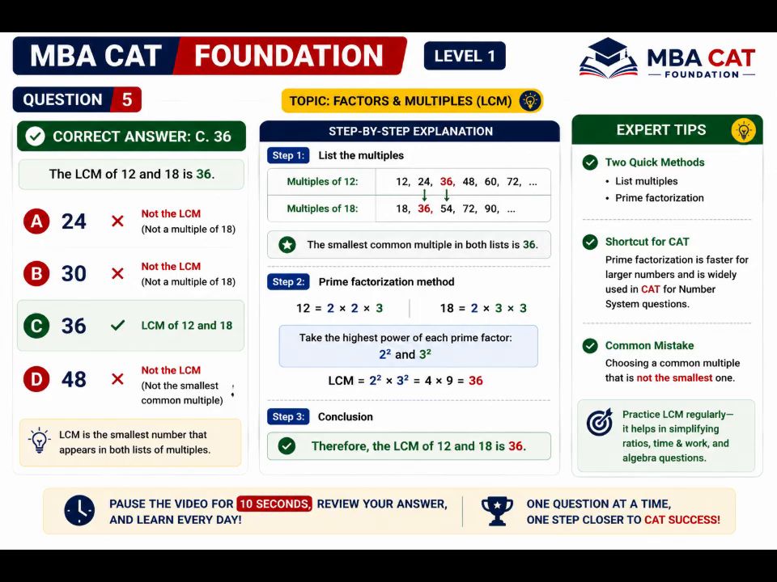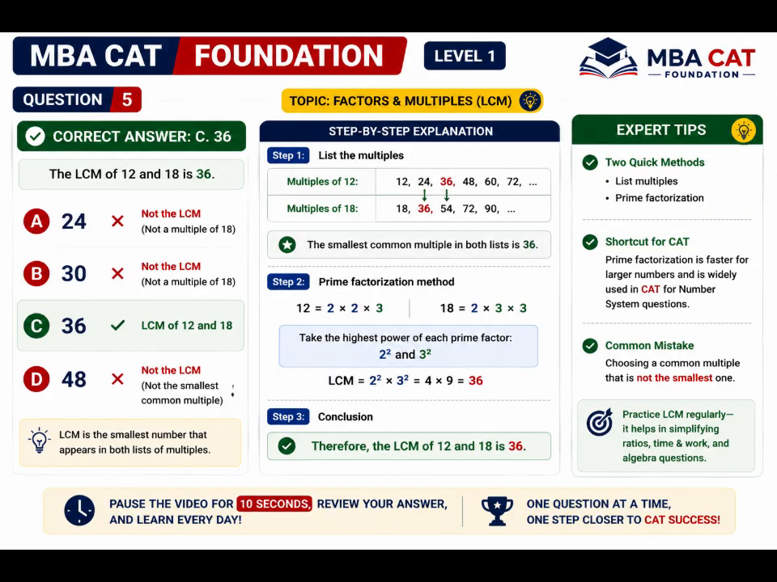Step 2. Verify using prime factorization. Let's write each number as a product of prime factors. 12 is equal to 2 times 2 times 3, or 2 squared times 3. 18 is equal to 2 times 3 times 3, or 2 times 3 squared. To find the LCM, take the highest power of each prime factor. The highest power of 2 is 2 squared. The highest power of 3 is 3 squared. Now multiply them. 2 squared times 3 squared is equal to 4 times 9 equals 36. So once again, the LCM is 36.